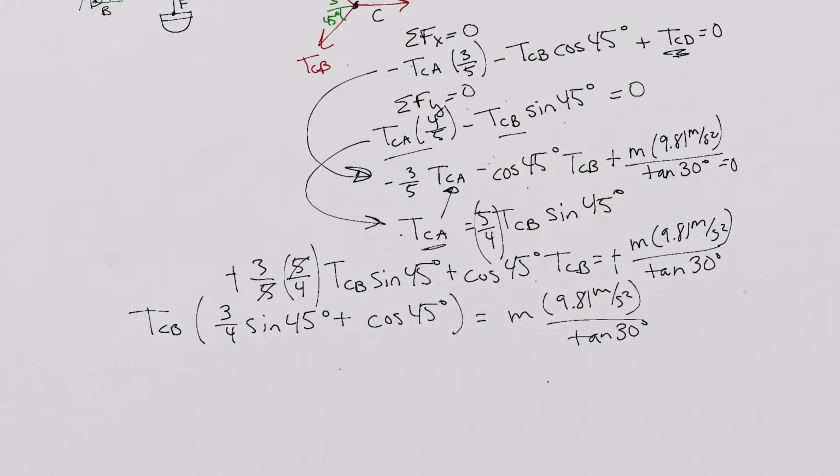I think we're at a point now where I'm just going to change them to numbers because it's getting kind of big. But basically we get TCB, we're just going to divide this from the other side. That equals m times 9.81 tan 30 divided by, and then we also need to divide by that sine 45 times 3/4, cosine 45 plus, then divide, and so we get m times 13.73.